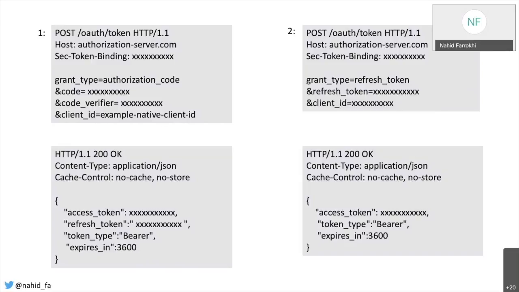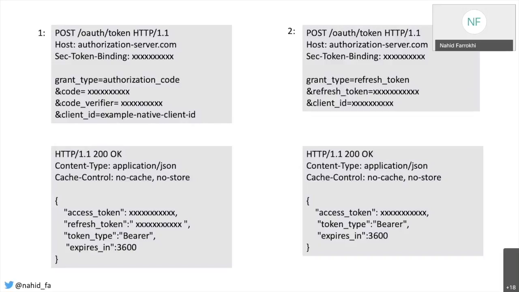You see in the picture that once the client is asking for the access token, it sets that header. It carries a base64 URL-encoded value for that token binding message, which just the client is aware of, and then it gets the refresh token. The next time the client wants to exchange this refresh token for an actual token, it sets the same value in the header.